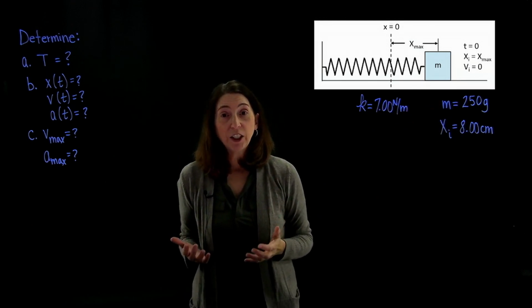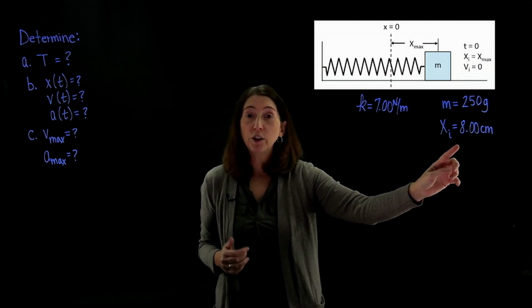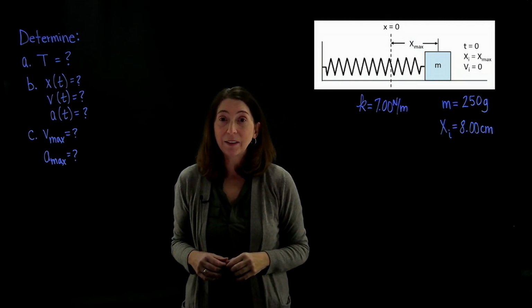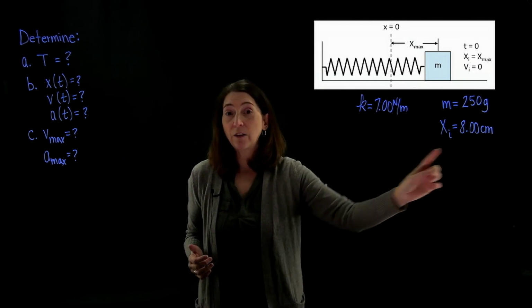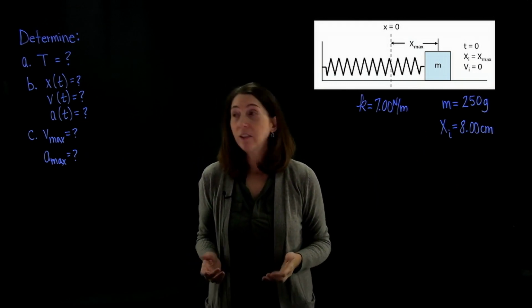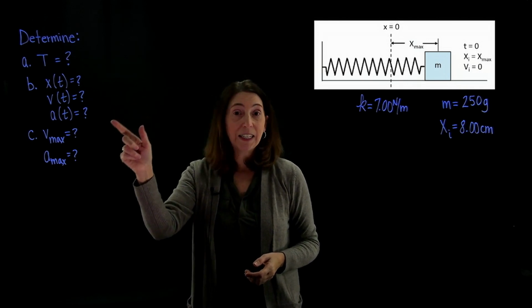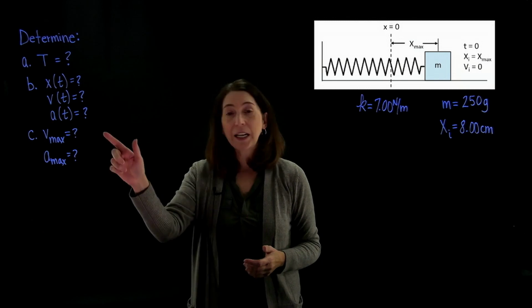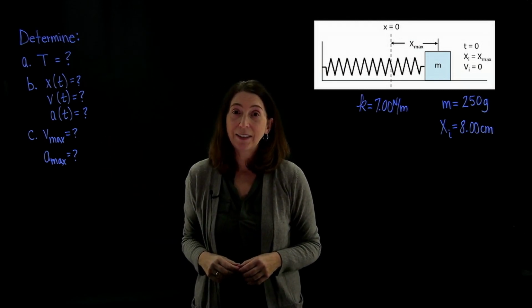The initial conditions for this problem then are that the block is pulled back 8 centimeters from equilibrium, and at time t equals 0 the block is released. It will set it into motion such that it oscillates back and forth, and you're going to be asked to find the period of oscillation, the position, velocity, and acceleration of the block as functions of time, as well as the maximum velocity and maximum acceleration of the block as it oscillates.